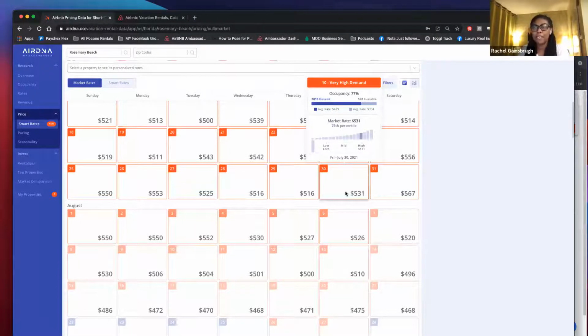However, can I add a hot tub if that's what the market demands? Can I add a fire pit? Can I add a spa? Can I add a pool? Can I add a golf cart? Can I add bicycles? And so on and so forth. Does that help some? Yes. Thank you.